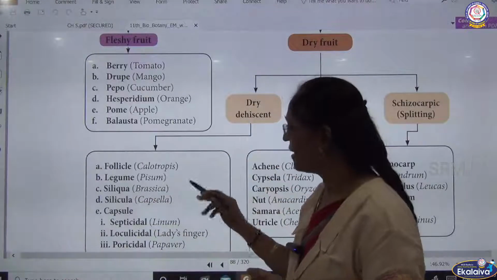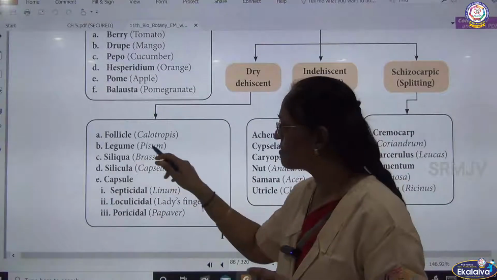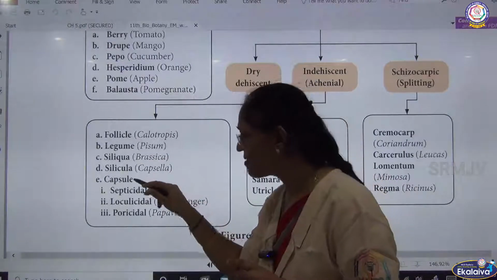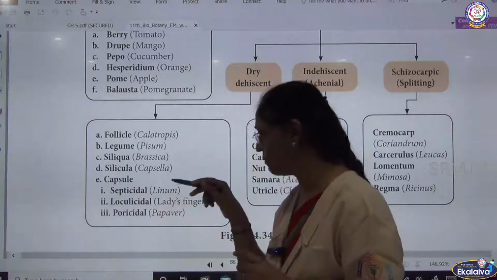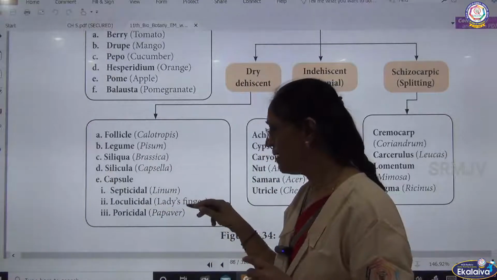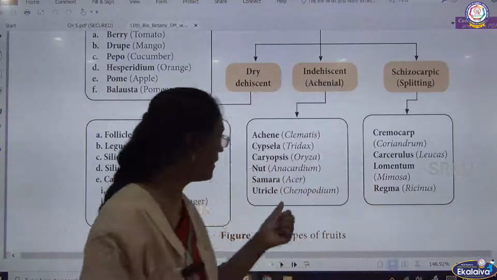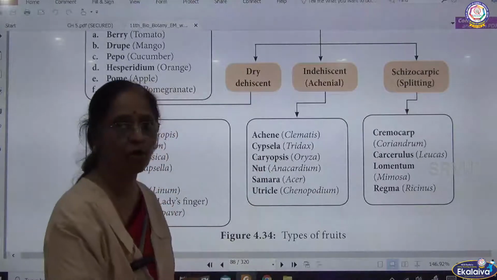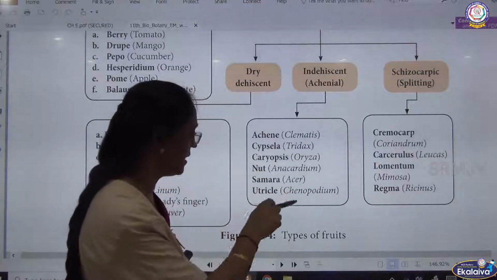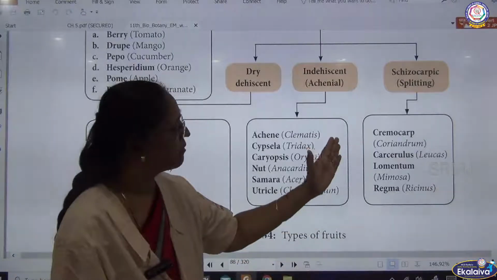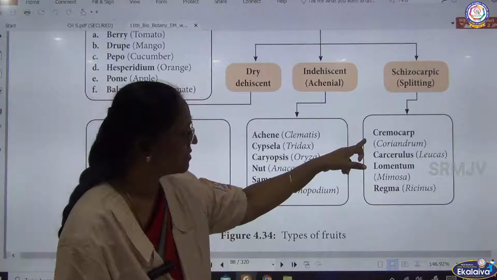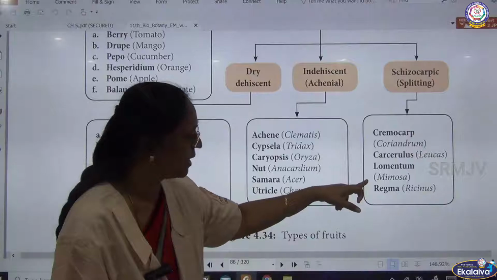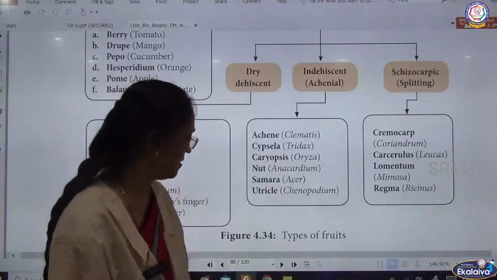Then in dry dehiscent, we can find follicle, calotropis, legume, which we can find in pisum, siliqua, brassica, silicula, capsule, and in the capsule we have septicidal, loculicidal and poricidal. This is linum, example lady's finger and papaver. Then when it comes to indehiscent, achene, clematis, cypsela, tridax, caryopsis, oryza, nut, anacardium, samara and utricle. And if it splits open into many segments, cremocarp, which you will find in coriander, Coriandrum, and Carcillus leucus, lomentum, mimosa or tamarind, regma is ricinus.